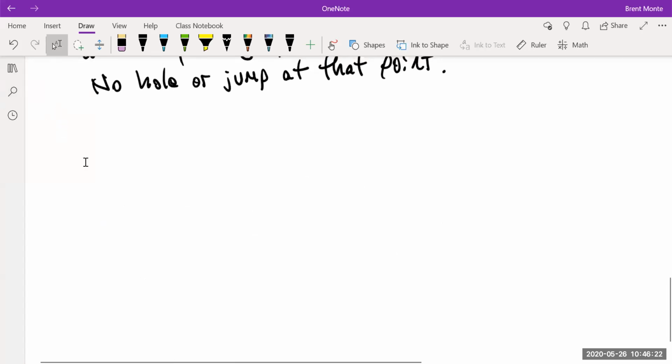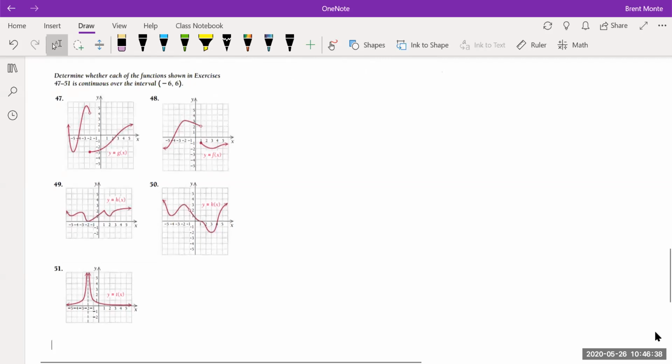It's some different pictures, and we're just going to talk about what makes it continuous or not. So as you can see here, there's 5 different pictures that we're going to do. Let's post that on there. And here it is. Okay. So let's look at these. Determine whether each of the functions shown is continuous over -6 to 6. So they're giving us the graph from -6 to 6. So let's just start talking about these.